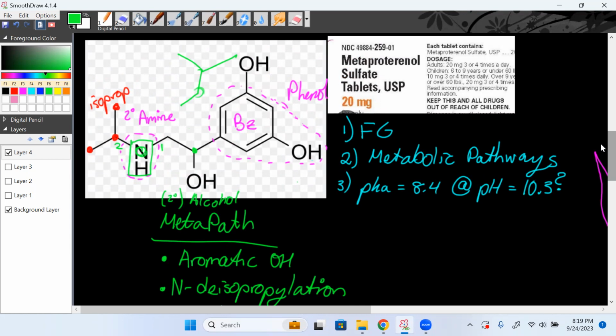Aliphatic, you need it to be longer than ethyl. So longer than 2 carbons, so isopropyl is 3. It's tough, but it can happen, I believe. So what kind of drug is this? Acidic or basic?